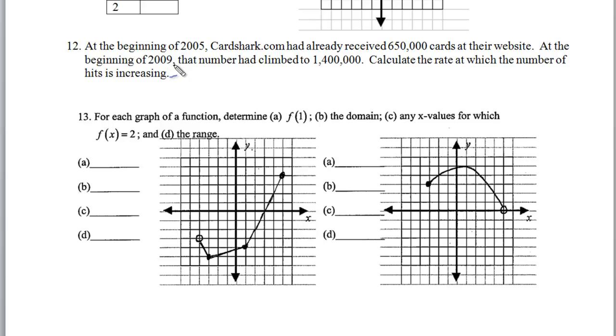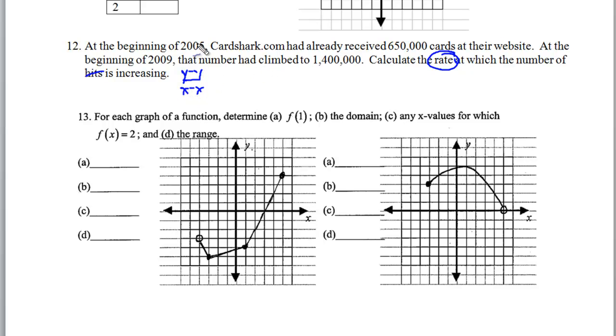At the beginning of 2009, that number had climbed to 1,400,000 cards. Calculate the rate at which the number of hits is increasing. Alright, so in this case, instead of hits, it would be cards. Sorry for the little typo there. But what we're talking about here is, when I say rate, we're trying to find a slope. And slope is y minus y over x minus x.